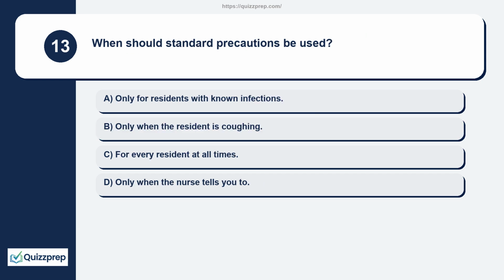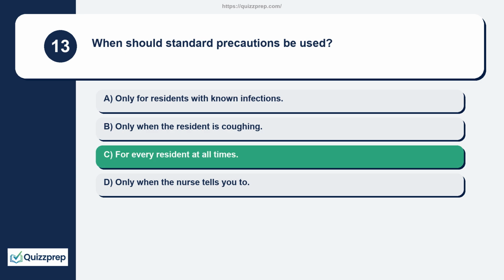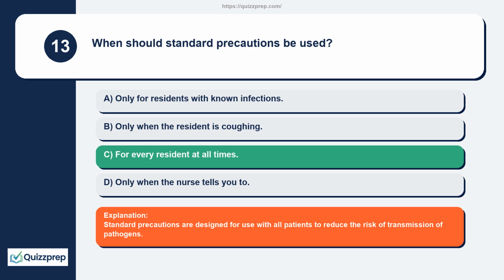Question 13. When should standard precautions be used? Only for residents with known infections, only when the resident is coughing, for every resident at all times, only when the nurse tells you to. Standard precautions are designed for use with all patients to reduce the risk of transmission of pathogens.